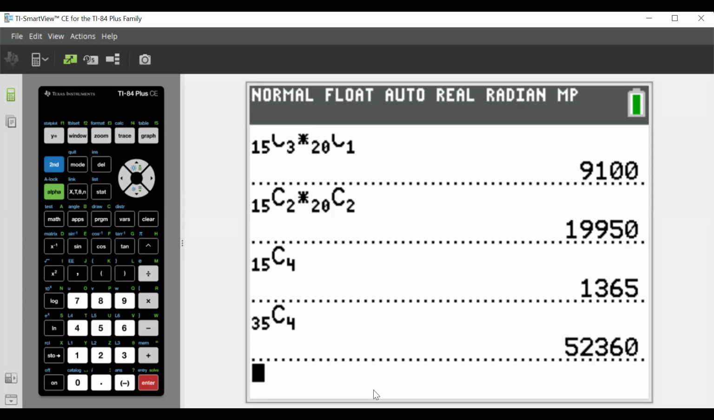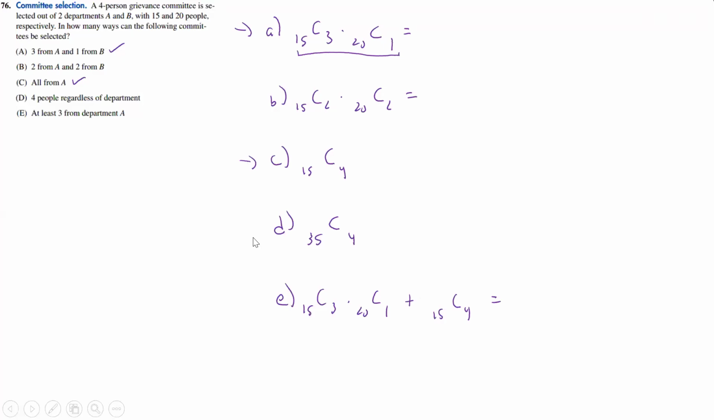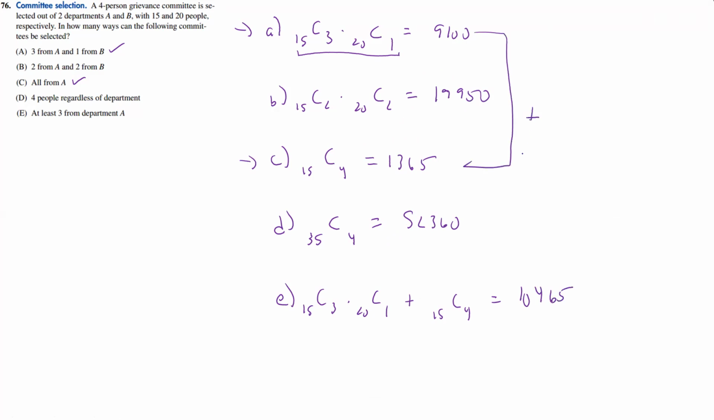So coming back over here, we had 9,100, we had 19,950, then we had 1365. Here we had 52,360. And this one we had the 10,465 because we had this one plus this one gave us that one. Okay. All right. So that's how we can look at these.